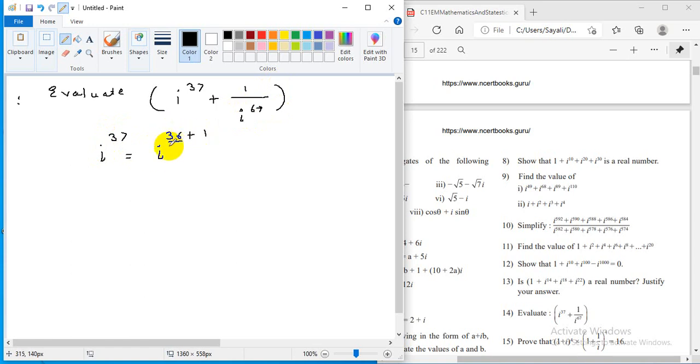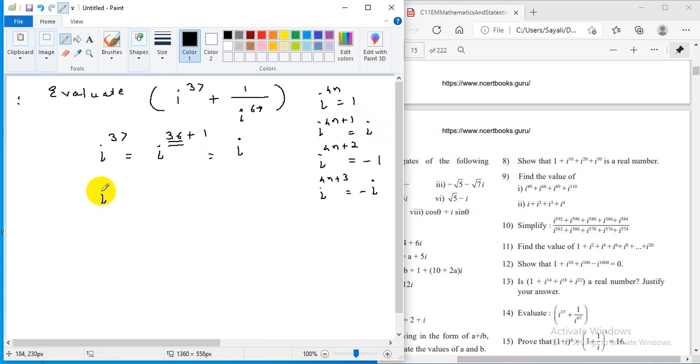आणि मला माहिती आहे 36ला 4ने भाग जातो, सो इट इज ऑफ द टाईप 4n + 1. मग आता तुम्हाला हे रूल माहिती पाहिजेत. i raised to 4n is 1, i raised to 4n + 1 is i, i raised to 4n + 2 is -1 because it becomes i², आणि i raised to 4n + 3 is equal to -i. मग आता इथे काय होणार 36 + 1 म्हणजे हे 4n + 1 टाईप झालं, सो त्याचं उत्तर i आलं.